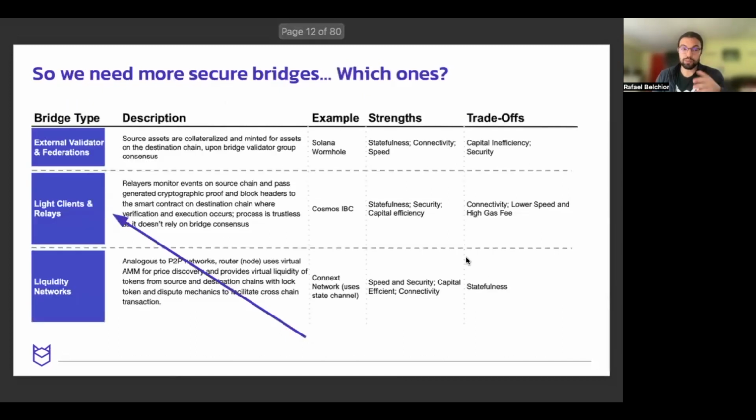So in principle, these light clients are more secure by construction, but of course all bridges might have implementation errors and bugs, and so there's no solution that's completely secure, which is why we've developed Hephaestus.